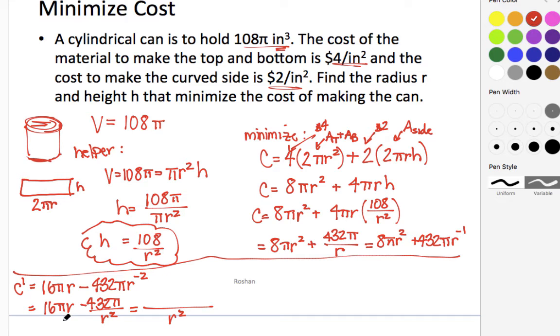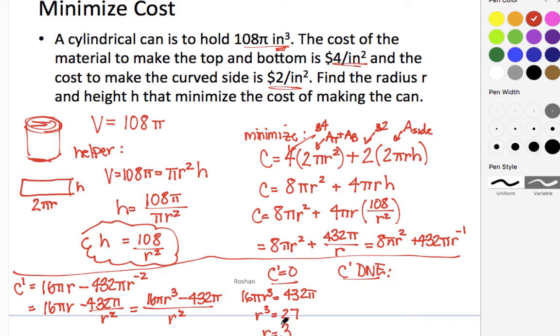So since I put an r squared on the bottom here, I need to multiply by r squared on the top, which is going to give me 16 pi r cubed. R times r squared is r cubed, minus 432 pi. So now my critical values are going to be where c prime equals 0 or where c prime does not exist. C prime equals 0 if my numerator equals 0. 432 divided by 16 is 27, which is very lovely, so that r is 3.